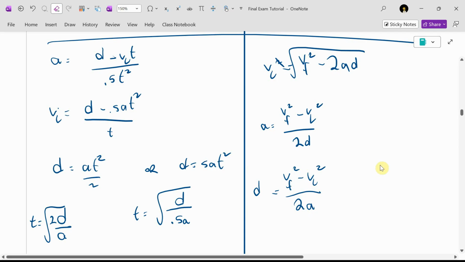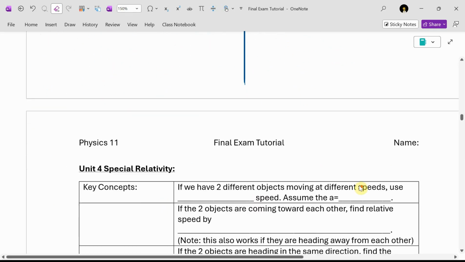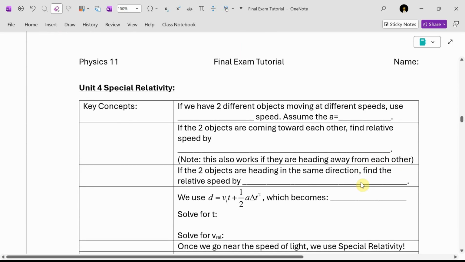So that's our review of kinematics and a little bit of formula manipulation. Let's go to special relativity. You probably want to flip your page over to the back of your formula sheet. Your formula sheet, all the special relativity stuff was on the back page, except for one thing, but you've probably, out of laziness, memorized it, so we'll be okay.